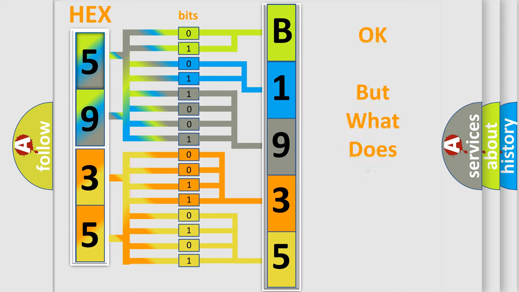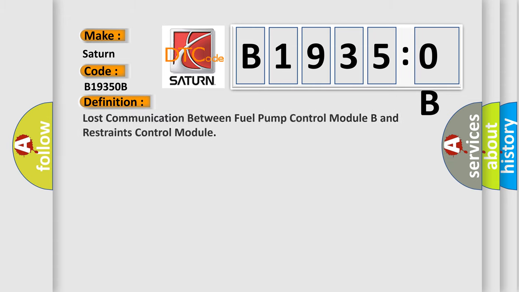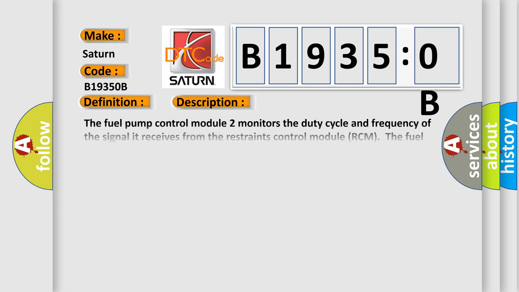The number itself does not make sense to us if we cannot assign information to what it actually expresses. So, what does the diagnostic trouble code B1935-0B specifically interpret for Saturn car manufacturers? The basic definition is lost communication between fuel pump control module B and restraints control module. And now this is a short description of this DTC code.